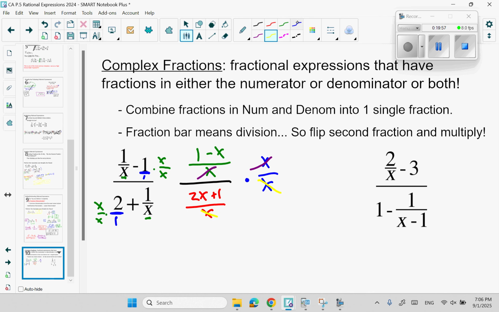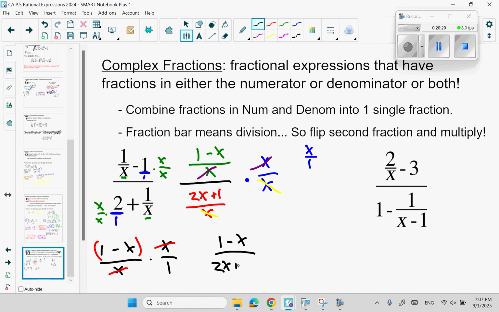You can also think about it like this. This blue x up top is the same thing as x over 1. So if I'm just looking at the top part, that would be 1 minus x over x times x over 1. Again, this is parenthesized, which gets the same result: I have an x in the top and in the bottom. The same logic applies to the denominator fractions. So I'm left with 1 minus x up top over 2x plus 1. Sometimes that's the quickest way to go about doing things.